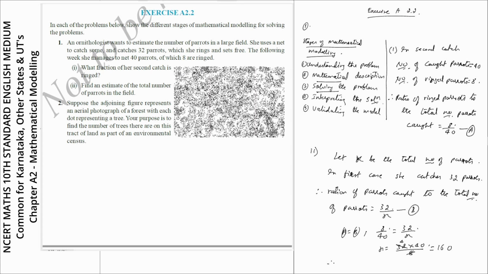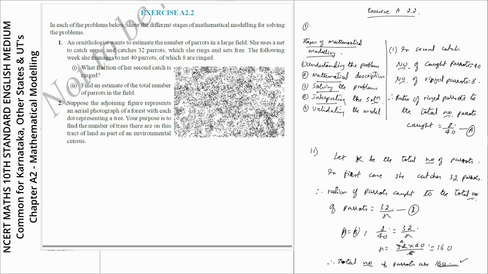Therefore the total number of parrots is 160. This is the fourth step of the mathematical modeling, and that completes this problem. So validating means once again we should repeat this experiment and check. Next time also we'll get a number very close to 160. Like this we should validate the model.